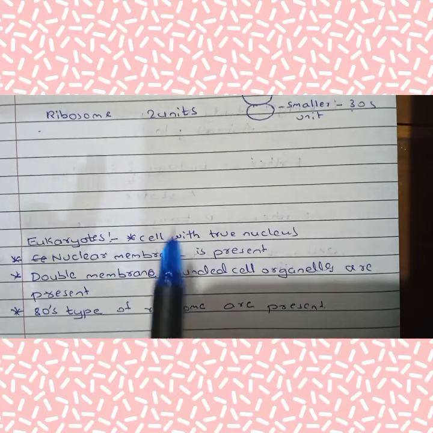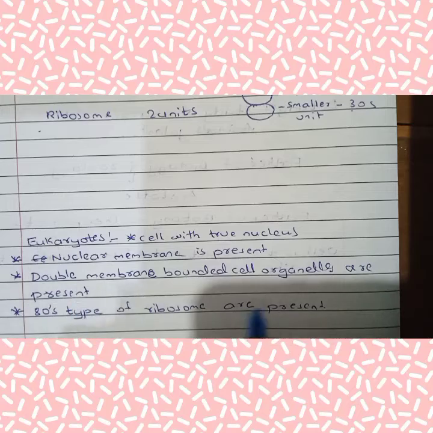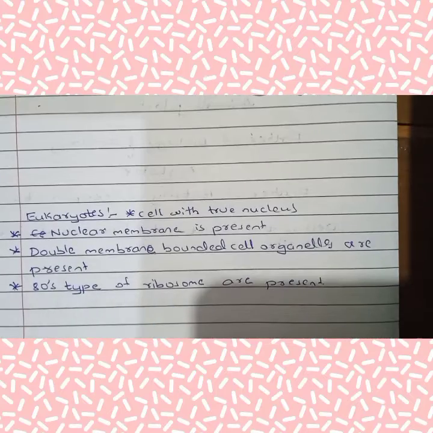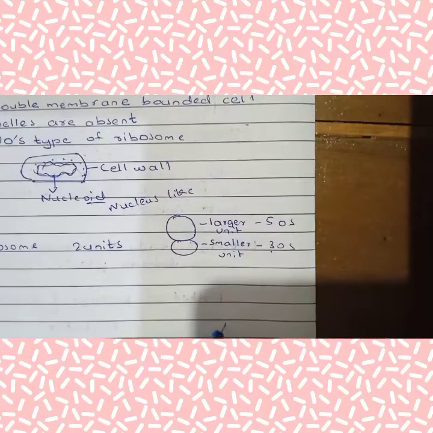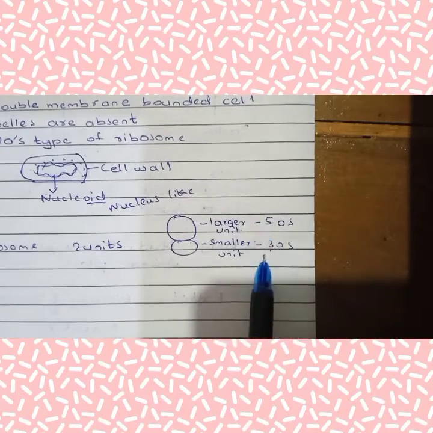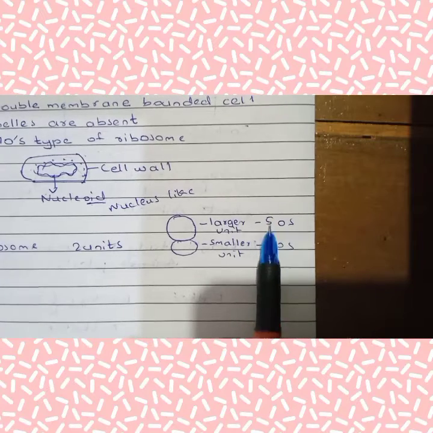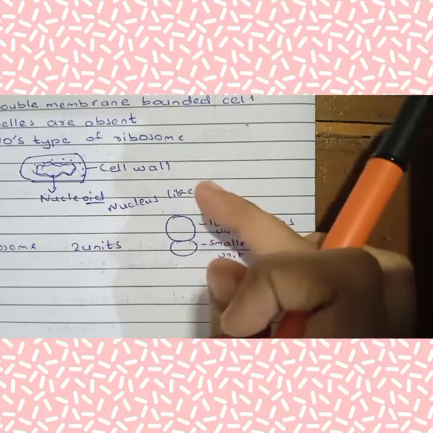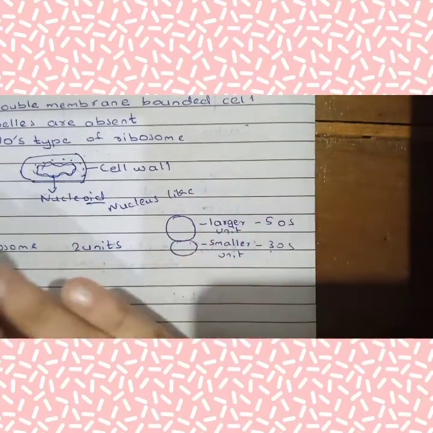It doesn't have a nuclear membrane, but it has double membrane-bound cell organelles, Golgi complex, cytoplasm, everything is present, and it has 80S type of ribosomes. In 70S ribosomes there are 50S and 30S subunits, but in 80S there are 60S and 40S. Now when they combine together, 10 units and 10 units get included.